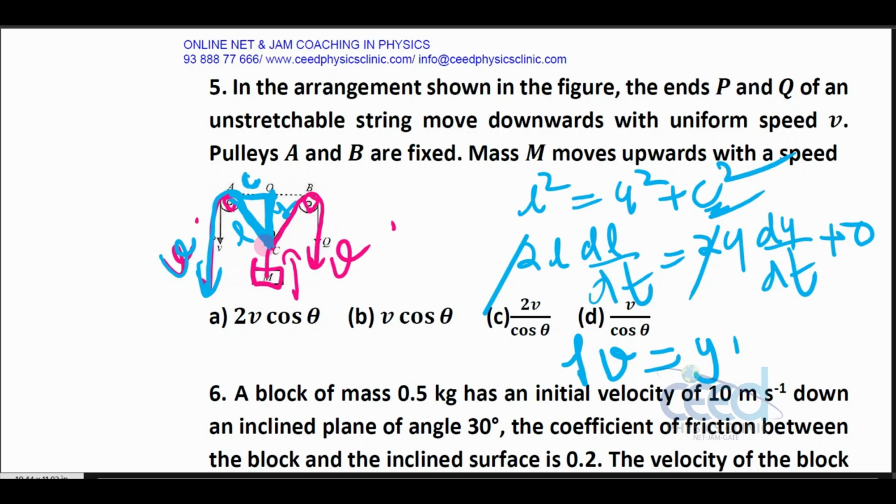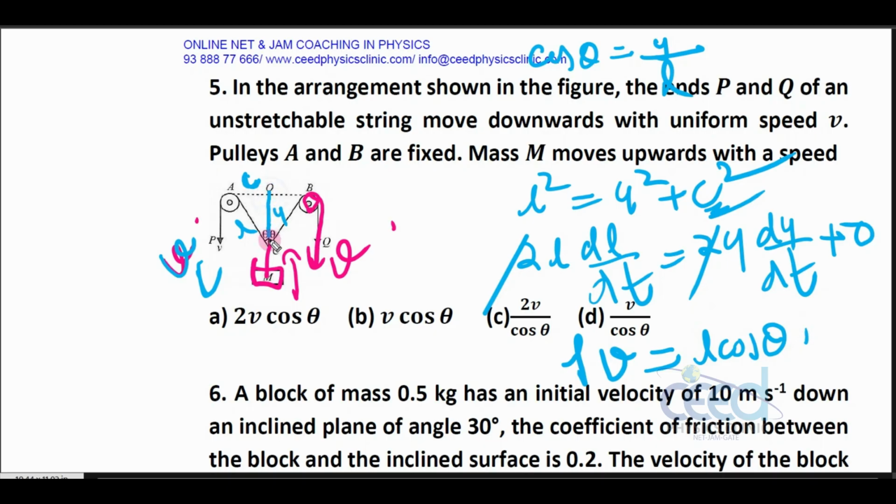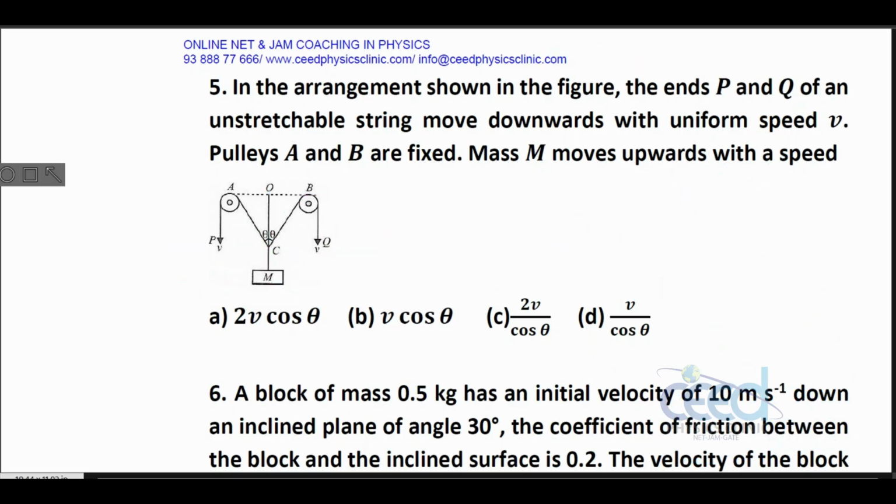Suppose here they have given a theta, this is y, this is L. Cos theta is equal to the adjacent side y divided by the hypotenuse L. Then y is equal to L cos theta. The dy by dt is the velocity of this mass rising, which is what we want to find, v dash. Now L cancels, then v dash is equal to v by cos theta. This is the velocity of the mass rising. Then v by cos theta is the answer, so option D is correct.